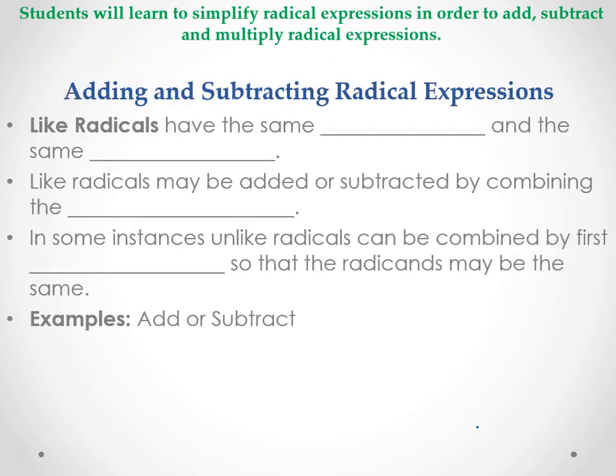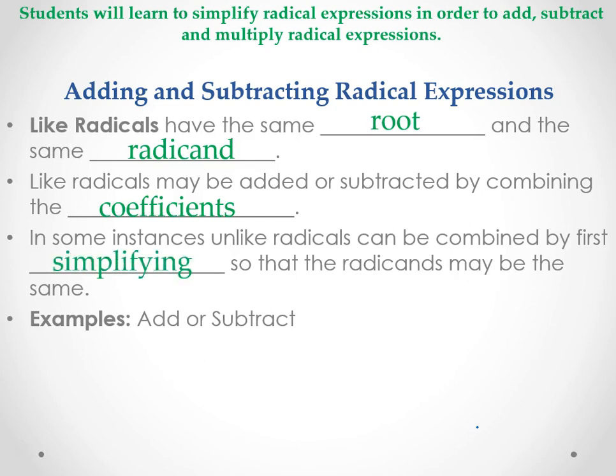Okay? Now, to add and subtract radicals, like radicals have the same root and the same radicand. So they have to be identical. Like radicals can be added or subtracted by combining the coefficients. So you basically treat the radicals just like terms. In some instances, unlike radicals can be combined by simplifying first, and then the radicands could be the same. So if it says to add or subtract these, well, we're only going to add the ones that are alike.